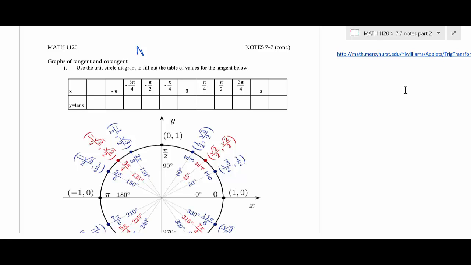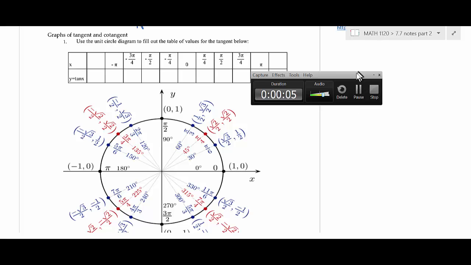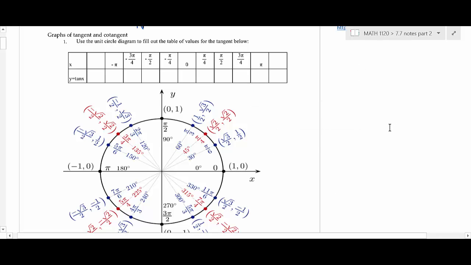and filling out a chart for the tangent. So let's go ahead and get started on this then. Okay, so we're going to use the unit circle, okay? And the idea with this is we know the tangent. What's the definition of the tangent? Y over x. Okay, sine over cosine's fine, but y over x.